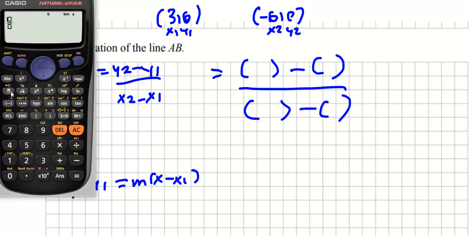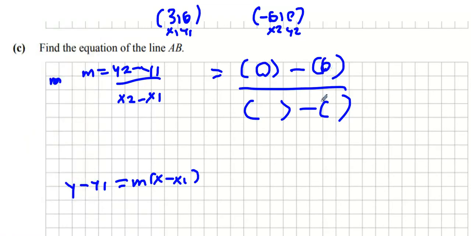Get my calculator ready to go. Okay, y2 is 0. So we put 0 there. Take away y1, which is 6. And then finally x2, which is minus 6. Take away x1, which is 3. And we get a slope of 2 over 3. 0, 6, minus 6, and 3. And we get a slope of 2 over 3.